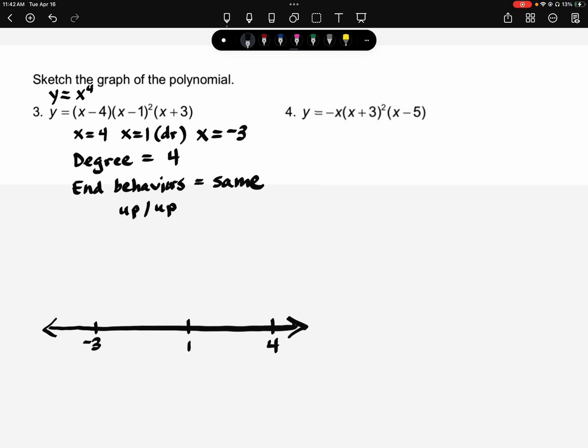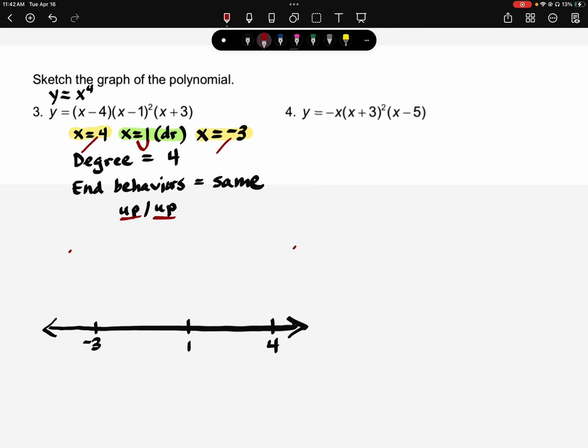So our roots, we have x equals 4 and x equals negative 3. Remember, those are single roots, so it's going to pass straight through on those ones. Our x equals 1 is a double root, and when we have those double roots, we will end up bouncing. We do the bounce. So we know that we're going to be starting up and ending up. So just think about a starting point up here and an ending point up here. So I'm going to start there. I'm going to start drawing it.